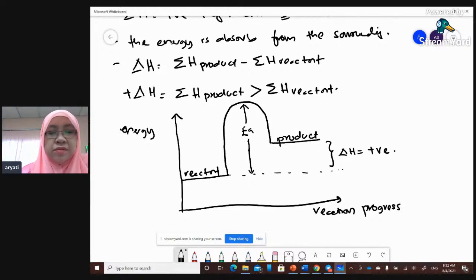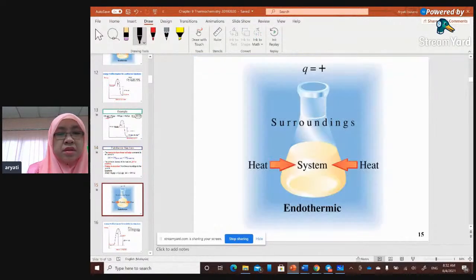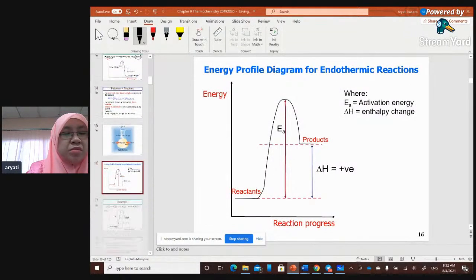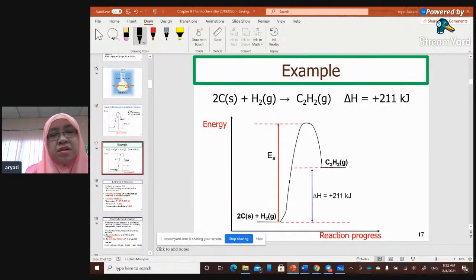Okay, so this diagram show that the heat is absorbed to the system. Okay, this diagram show as mine, macam saya punya. So example, this is the endothermic reaction.